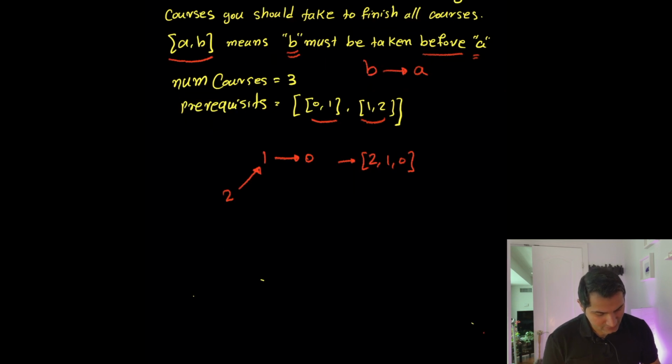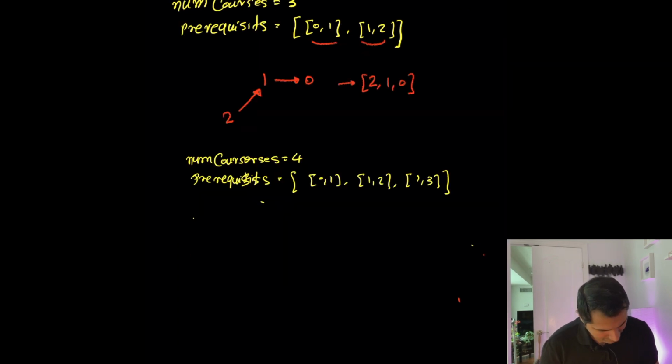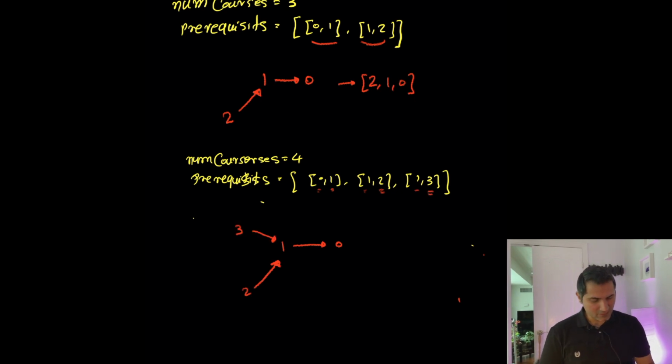What about this example? Let's say the number of courses is 4, and these are the prerequisites. Again, I have to take course 1 before course 0. I have to take course 2 before course 1. And I have to take course 3 before course 1. So in this example, before I'm able to take course 1, I have to finish or pass courses 3 and 2.